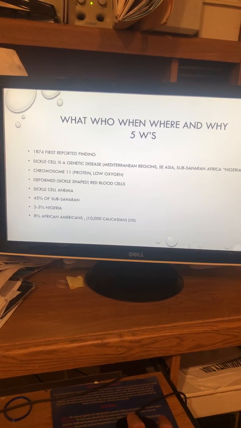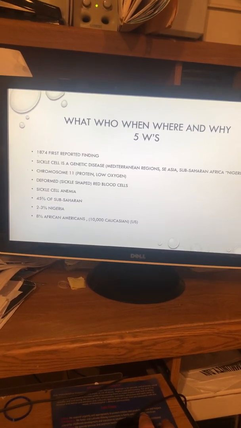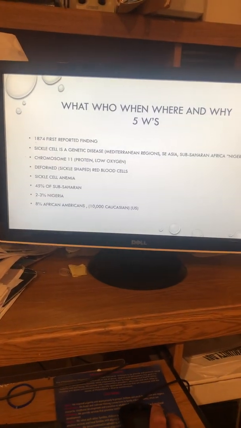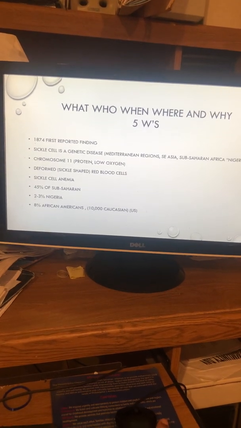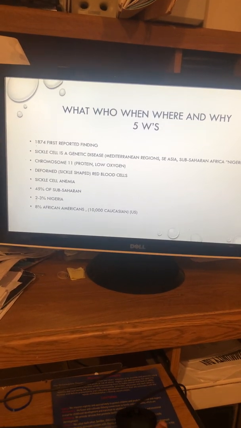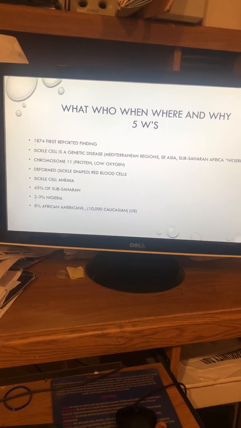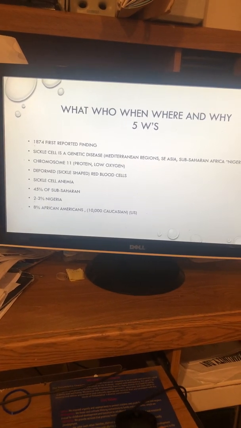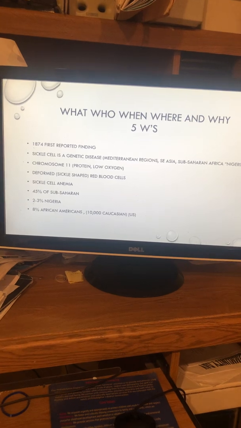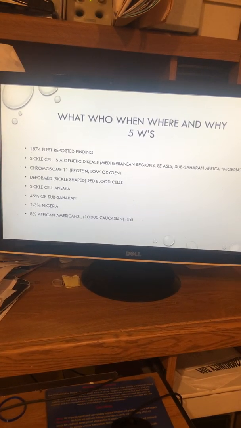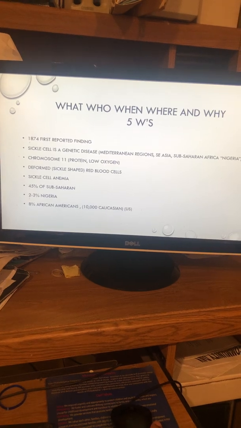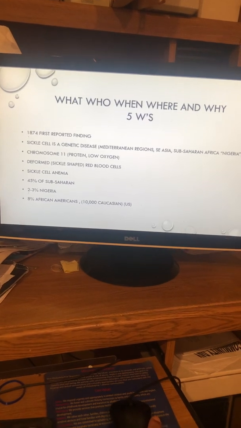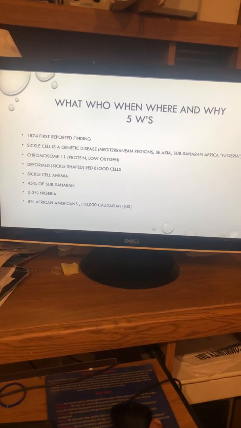Sickle cell is also called sickle cell anemia. Of those who suffer from sickle cell, 45% come from Sub-Saharan Africa, and out of that 45%, 2 to 3% come from Nigeria. Why is that significant? Because this is from early times, prior to slavery, prior to the great migrations of different cultures, which leads to 8% of African Americans having it, and 10,000 Caucasians in the United States having it.